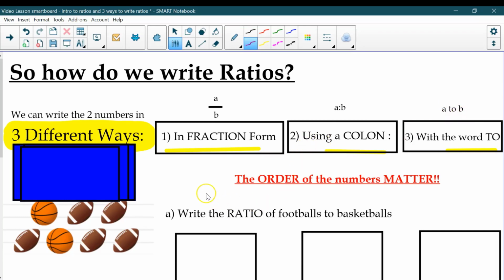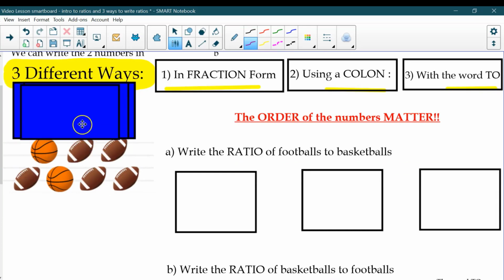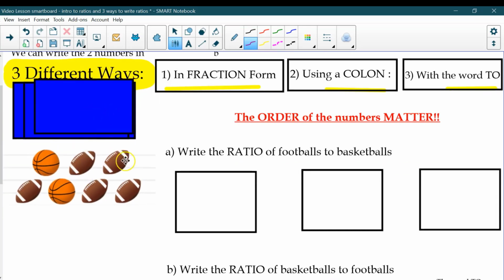The important thing you really need to remember is that the order of the numbers matters. It matters which way you put the numbers, which one is first and which one is second. So let's do this with an example. If we take this picture here and we look at part A, it says, and this is also in your notes, so please make sure you fill these things in on your notes as well.